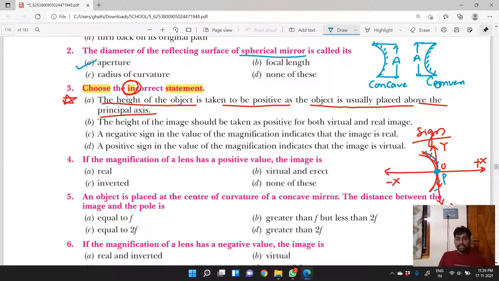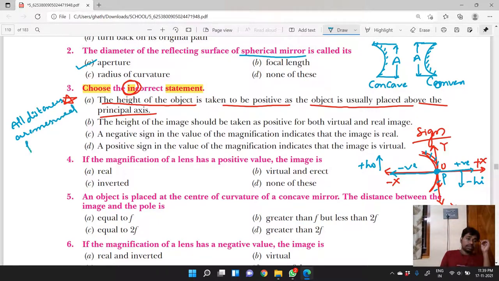The distances which are measured to the left of the pole are taken as negative. The distances measured to the right of the pole are positive. Above the principal axis, heights are positive. Below the principal axis, heights are negative. So this information is enough. And one more very important thing: all distances are measured from the pole only. Just as distances are measured from the origin in graphs in mathematics, similarly in spherical mirrors all the distances are measured from the pole.